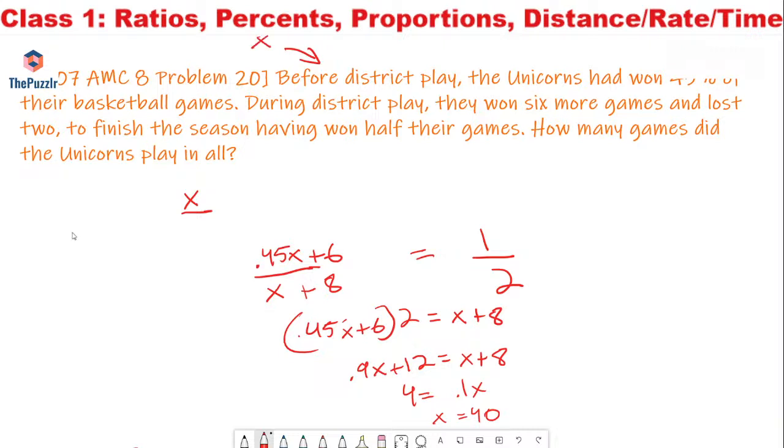So x is before district play. During district play, they played 6 more games and lost 2 more. Okay, that would give us 40 plus 8, or 48 games in total.